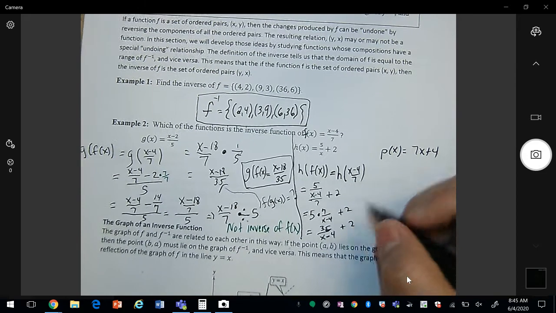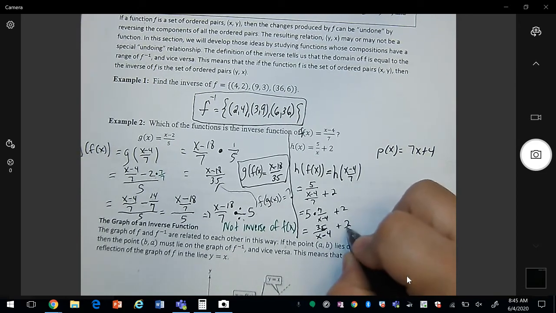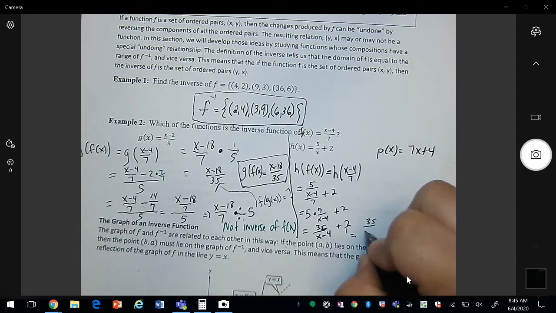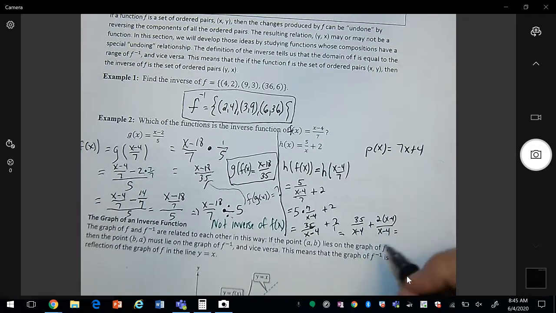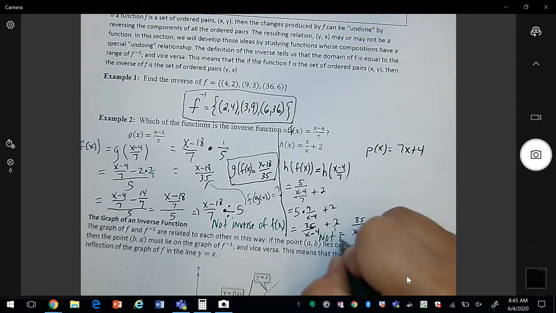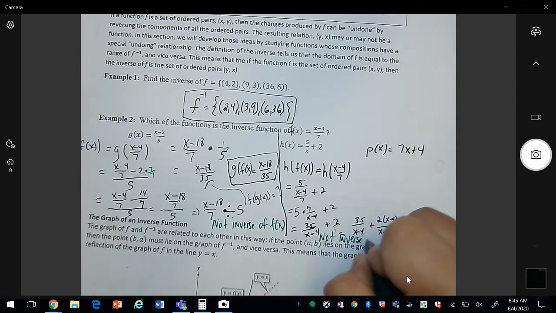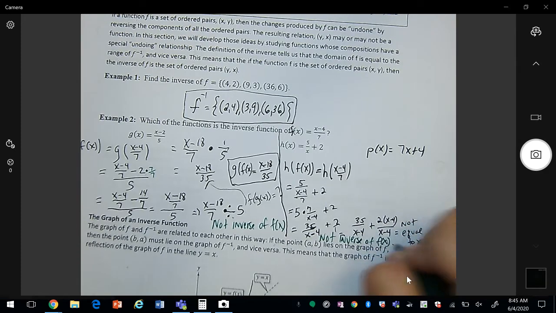We need a common denominator. So we get 35 over x minus 4 plus 2 times (x minus 4) over (x minus 4). So we can see here that this is not going to be x, not equal to x. So this is not an inverse of f of x.